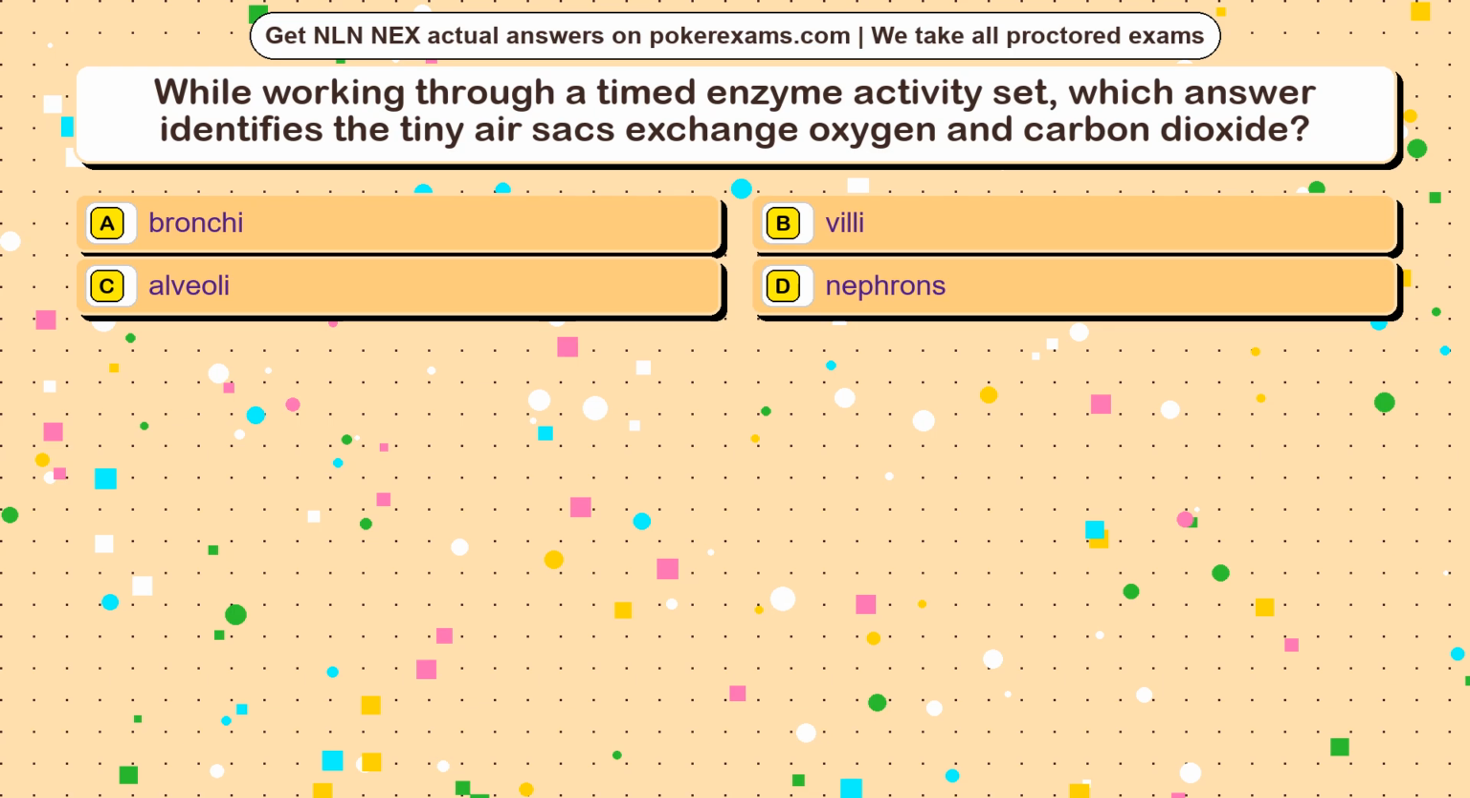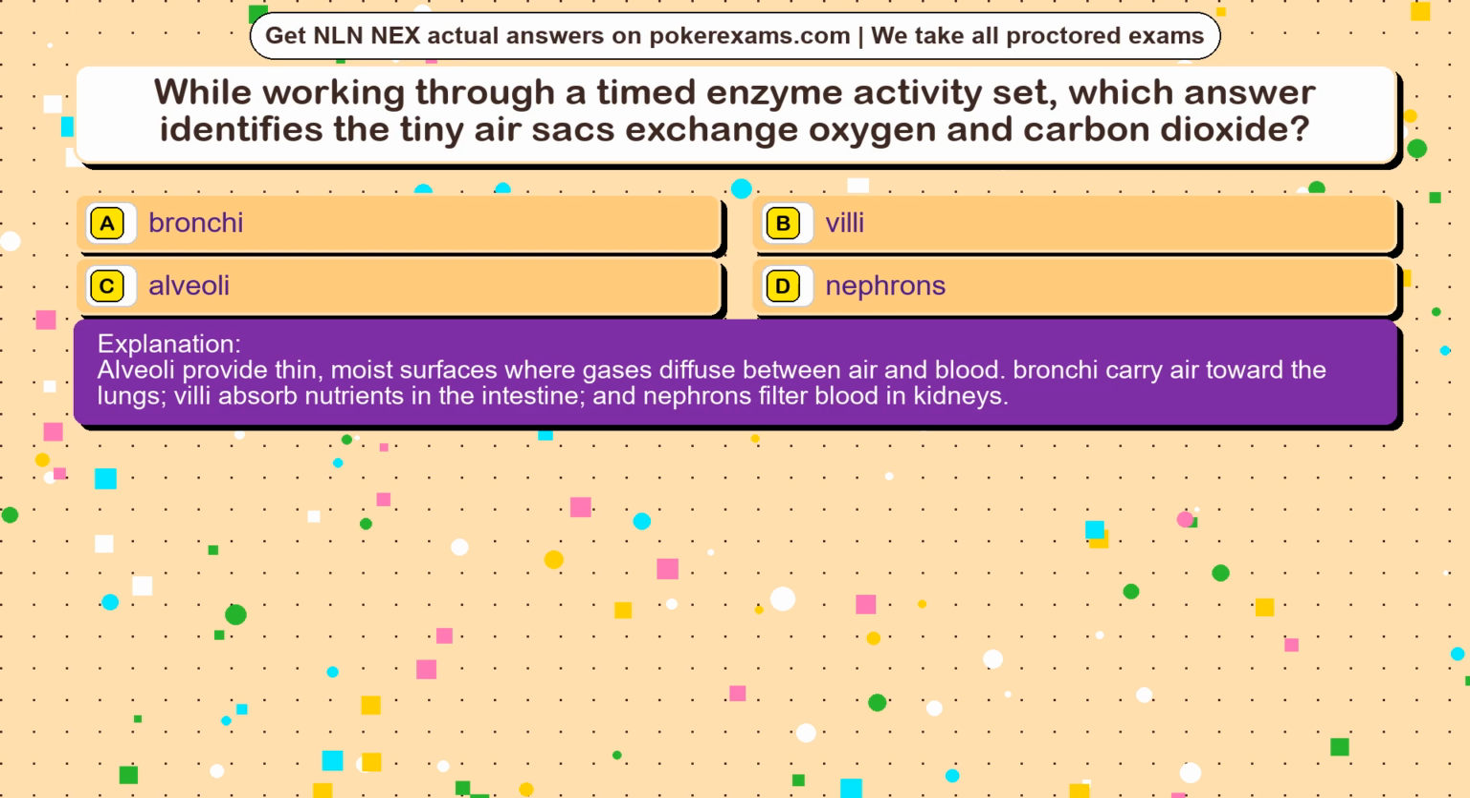The correct answer is option C. Alveoli provide thin, moist surfaces where gases diffuse between air and blood. Bronchi carry air toward the lungs, villi absorb nutrients in the intestine, and nephrons filter blood in the kidneys.